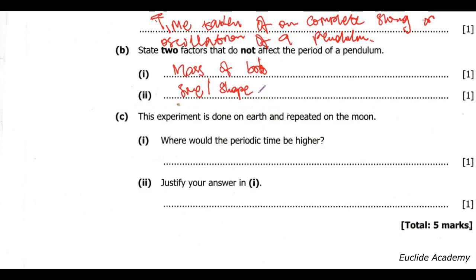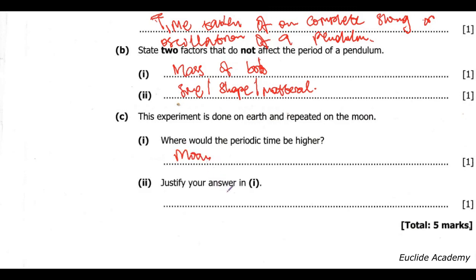Okay, or the material of the bulb. So these do not affect the period of a pendulum. This experiment is done on Earth and repeated on the moon. Where would the periodic time be higher? So the periodic time will be higher on the moon.